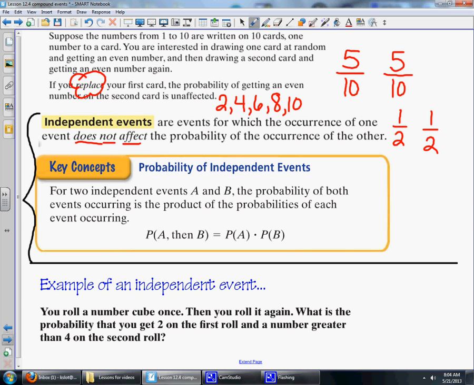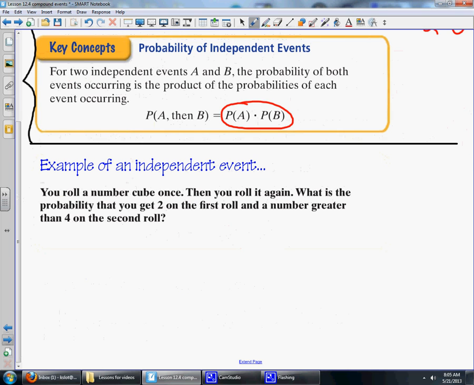And in the multiplication, or the probability of independent events, you multiply the probabilities together. So the probability of drawing an even number the first time is 1/2, and drawing an even number a second time is 1/2, and when you multiply that together, the probability of drawing 2 even numbers on the cards would be 1/4. So let's look at another example.